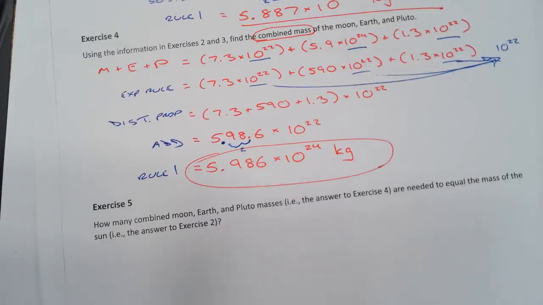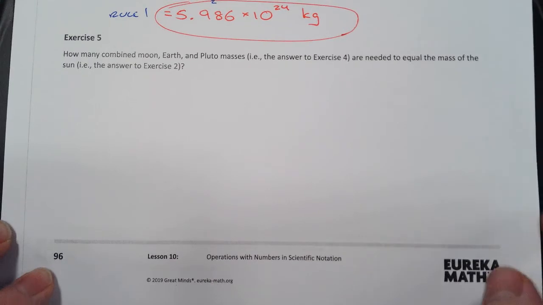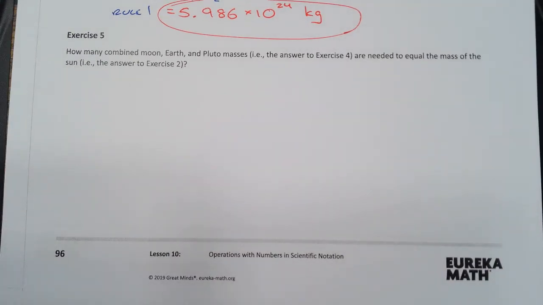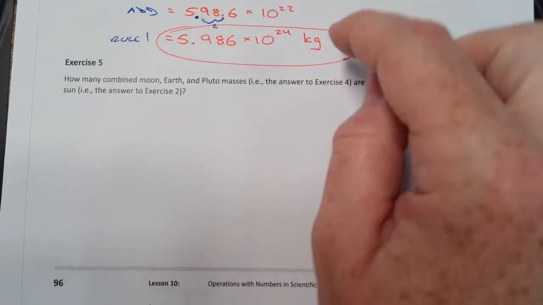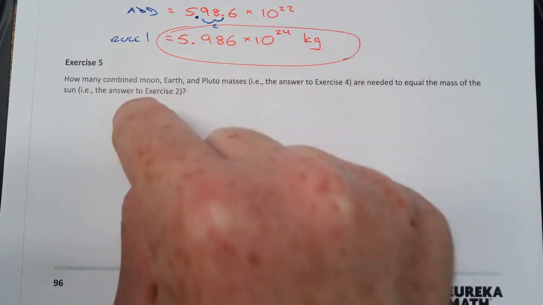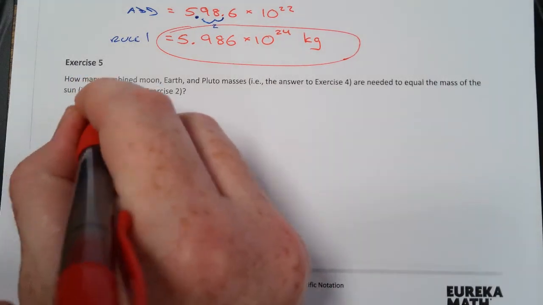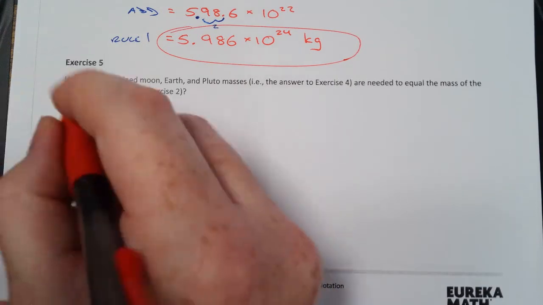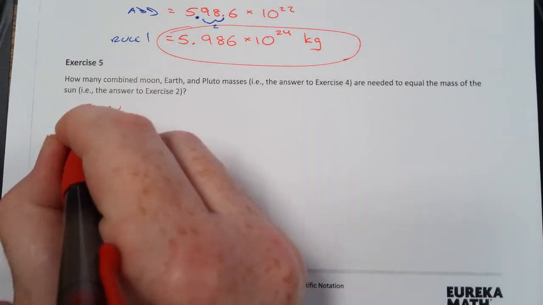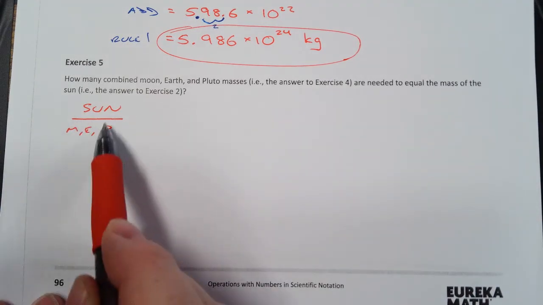Okay, if you need to take a break, pause the video whenever you want, but I am not tired. I'm going to keep on going to exercise 5. Exercise 5. How many combined Moon, Earth, and Pluto masses, which was the answer to exercise 4, how many of these fit in the mass of the Sun, which is the answer to exercise 2? So it's asking, we have the Sun, how many of Moon, Earth, and Pluto fit inside the Sun? How many of these fit inside the Sun?